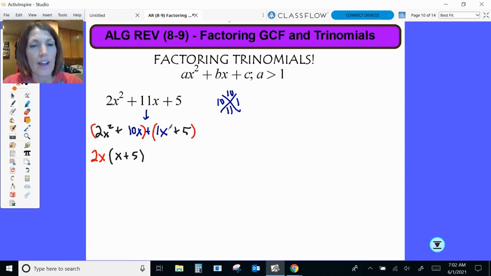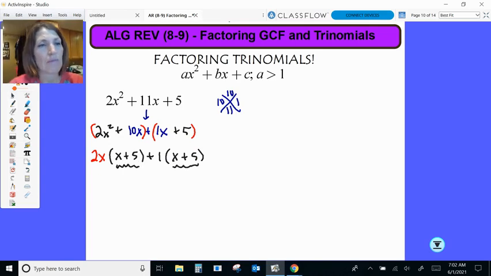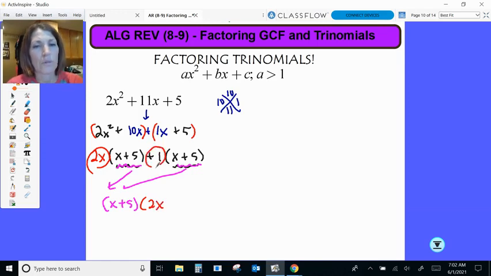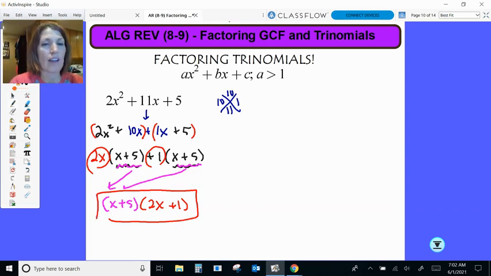Here we can't really factor out anything, so we always just put a 1 there if we can't factor out anything. We'll have an x plus 5. Our goal is always to have these be exactly the same. When those are the same, we can factor out that x plus 5, and we're left with our 2x and the 1. We put those in parentheses, 2x plus 1, and we're done. And again, you can always check it, right?